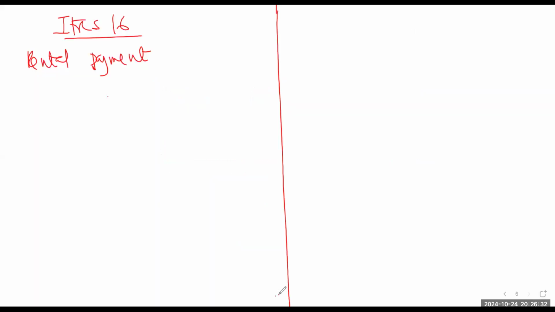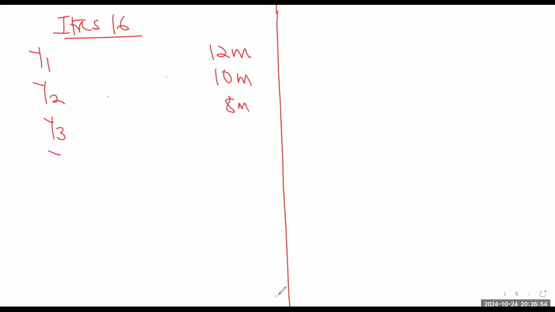So let's look at the rental payments now. They are paying in advance, isn't it? Yes. So the first year will be 12 million, the second year will be 10 million, the third year will be 8 million, and the last year will be 6 million plus the termination payment. So we can now discount, isn't it? Yes, sir.